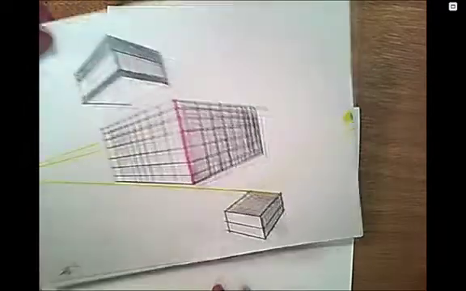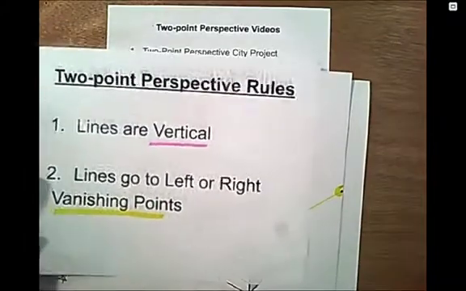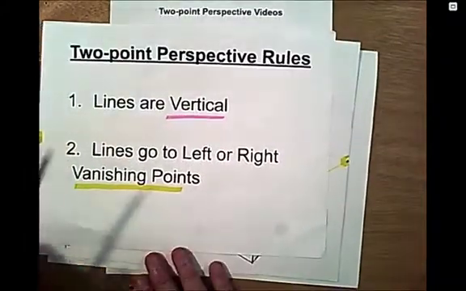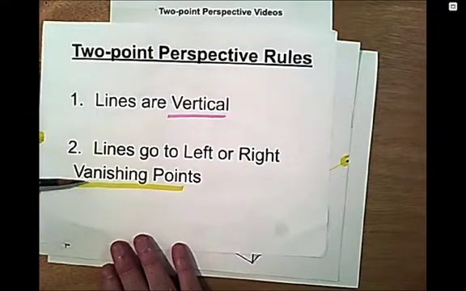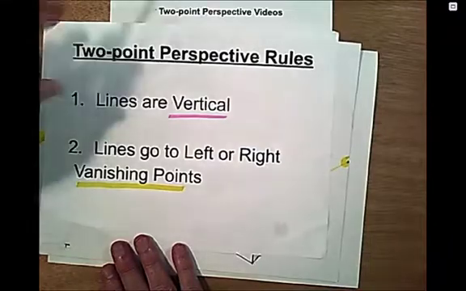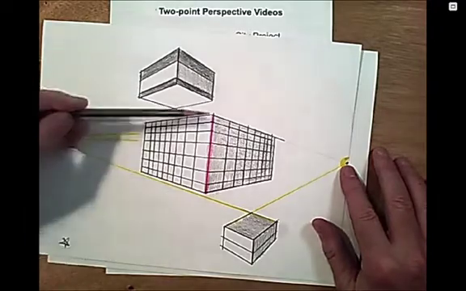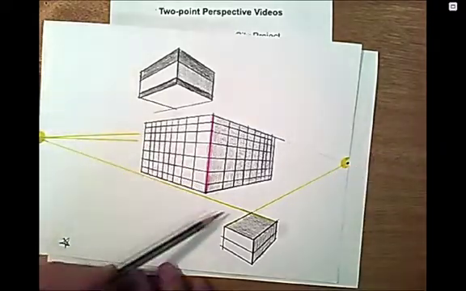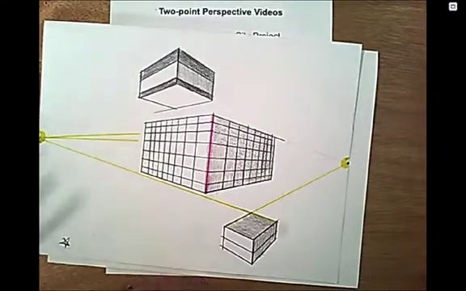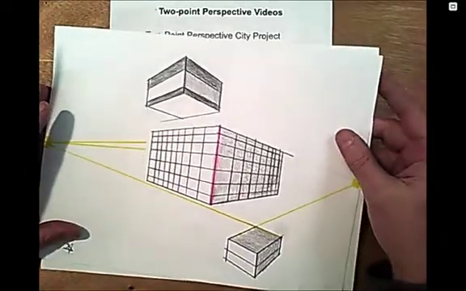So even looking at this sample here, it's a great point to mention that in two-point perspective, we have some simple rules. All of our lines are either going to be vertical or they're going to go to a vanishing point. In this drawing, every line is either vertical, like this pink highlighted line, or the line's going to either the left vanishing point or the right vanishing point. So let's dive in and start drawing using two-point perspective.